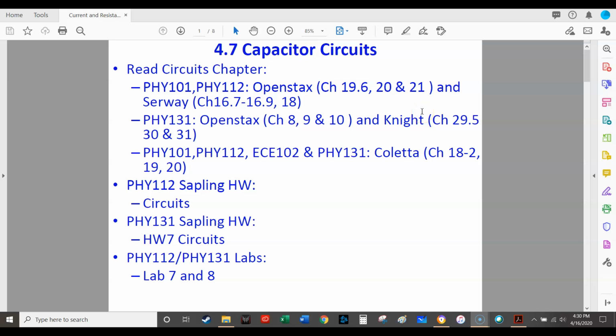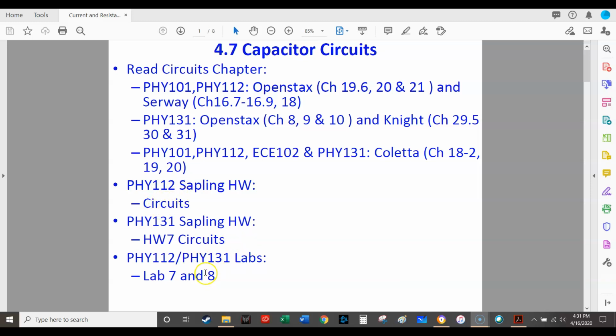Hello, we are now going to finish up circuits with capacitor circuits 4.7. If you haven't done the reading, please do it now. Go to Coletta, chapter 18, part 2, and read that part. Also read chapter 19 and chapter 20. Also, please finish homework 7, circuits. And if you're in Physics 112, do just the circuits homework.